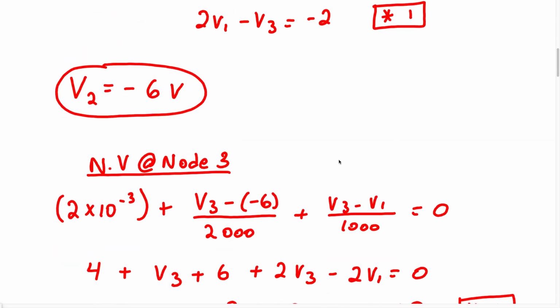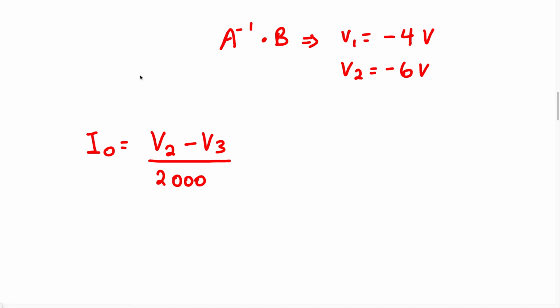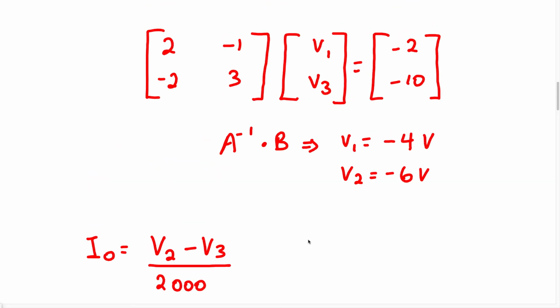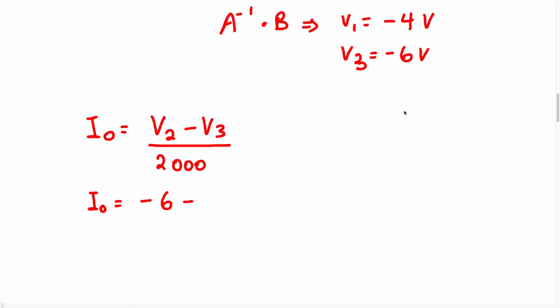All right, so V2 in this particular situation we found to be negative 6 volts. So we know IO equals negative 6 minus... I made a mistake. So we know this isn't V2, this is actually V3, right? Because we found the unknowns V1 and V3. So we know V3 is going to be negative 6 as well. So we have minus negative 6 divided by 2000, right?